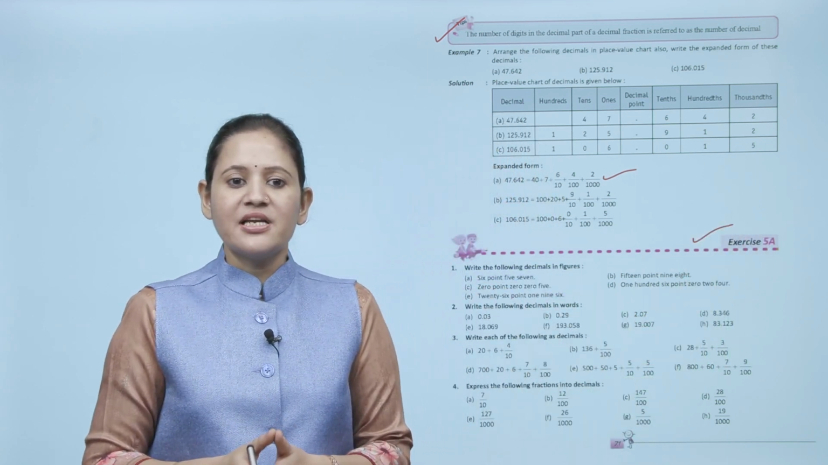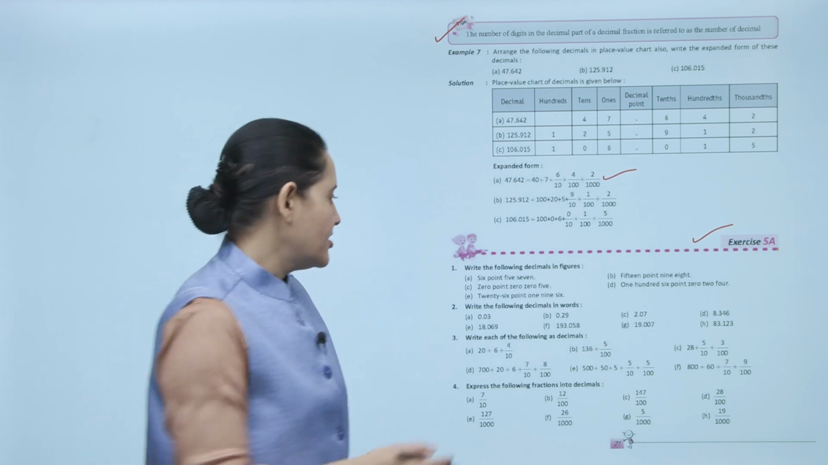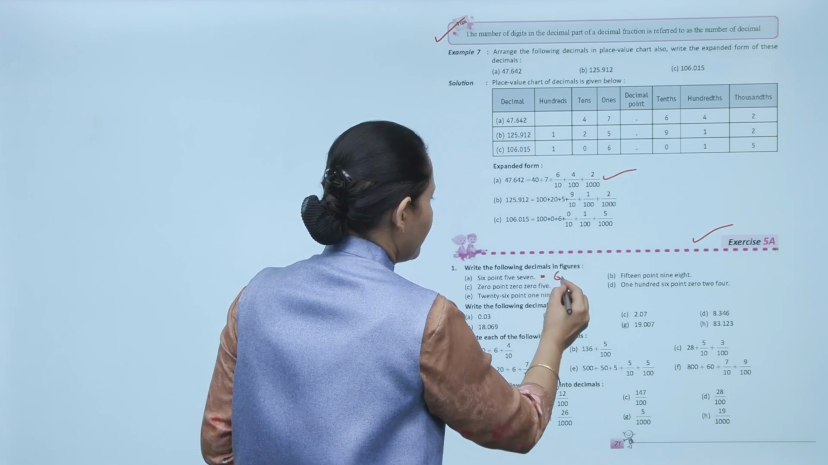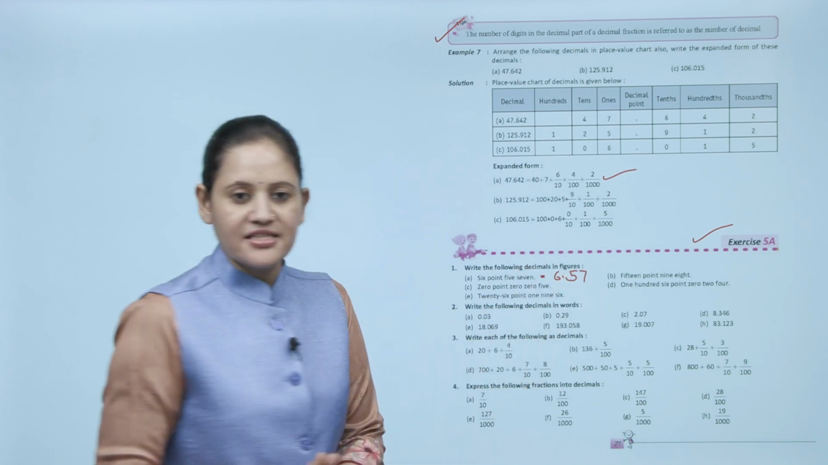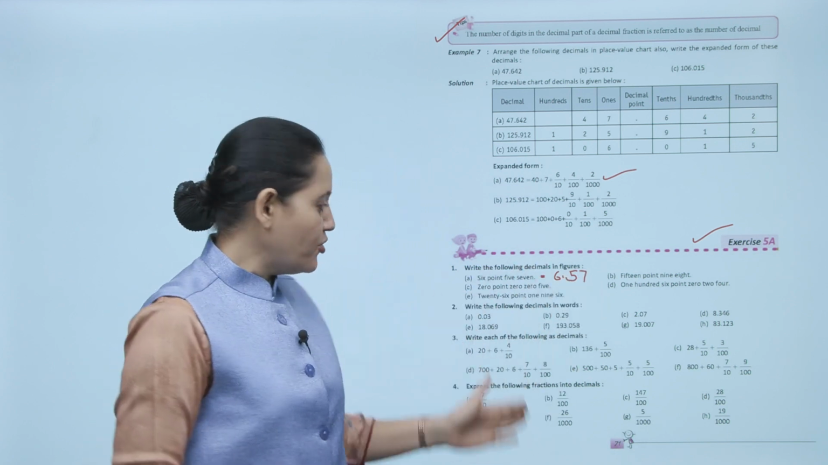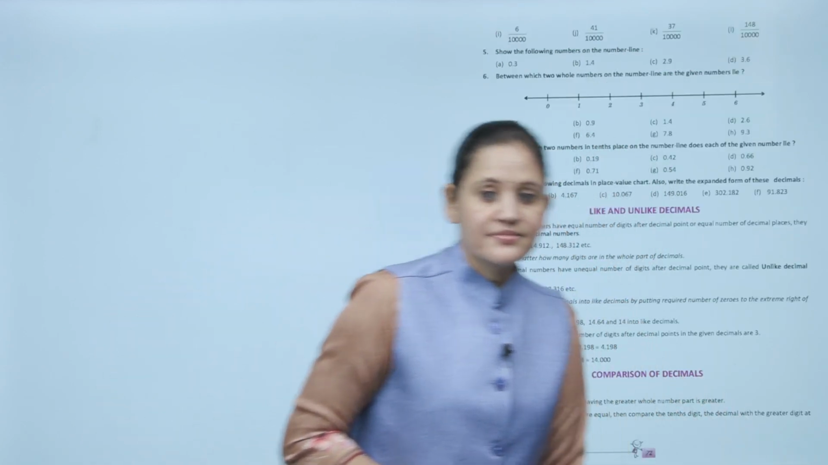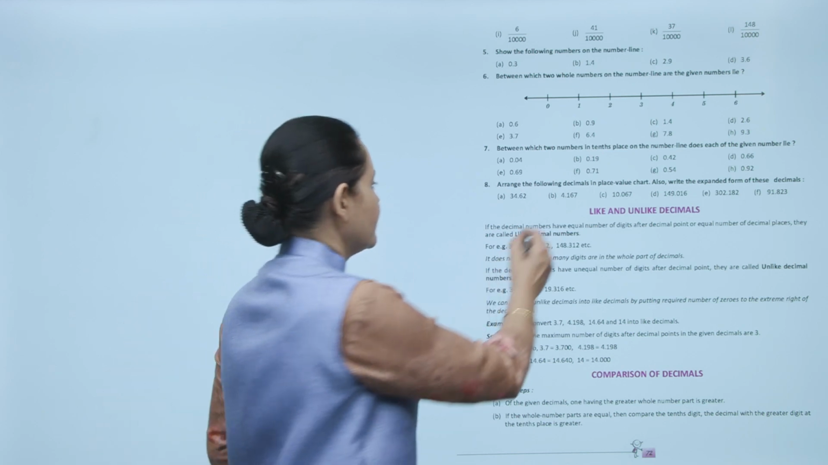Write the following decimal in figure. 6.57. So I'll write 6.57 like this. Clear? So you have to do all the questions. We will move to the next topic. Next is like and unlike decimals.